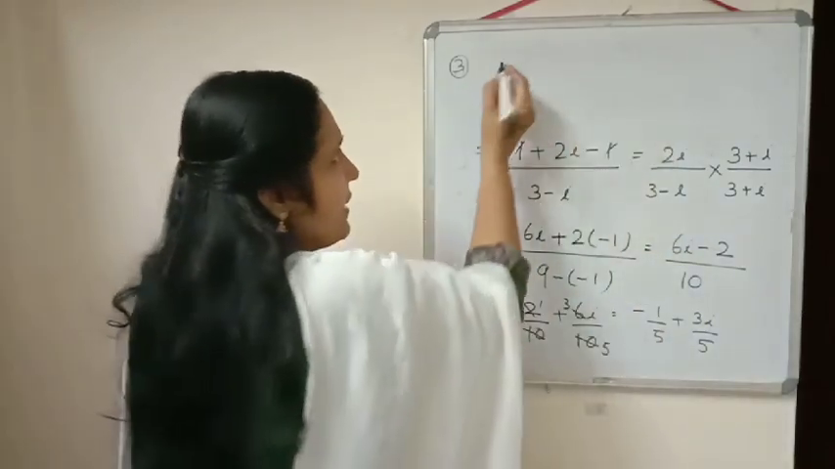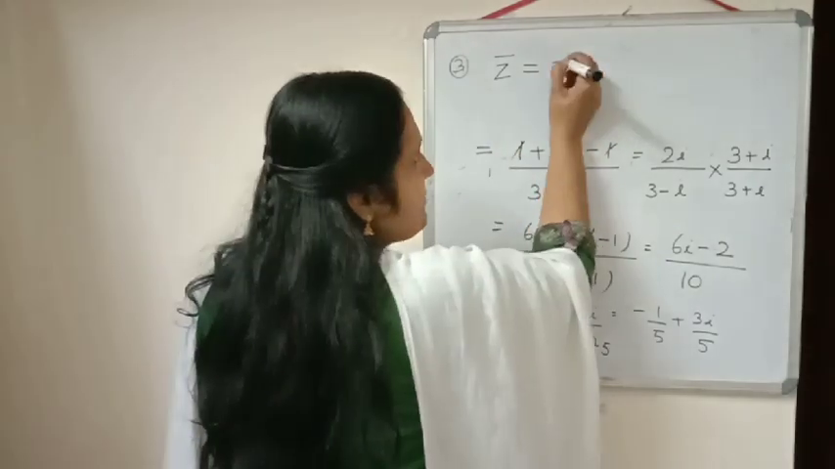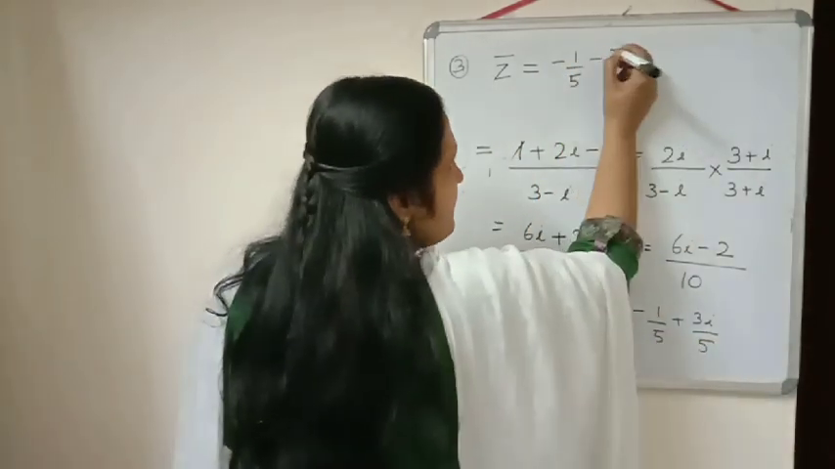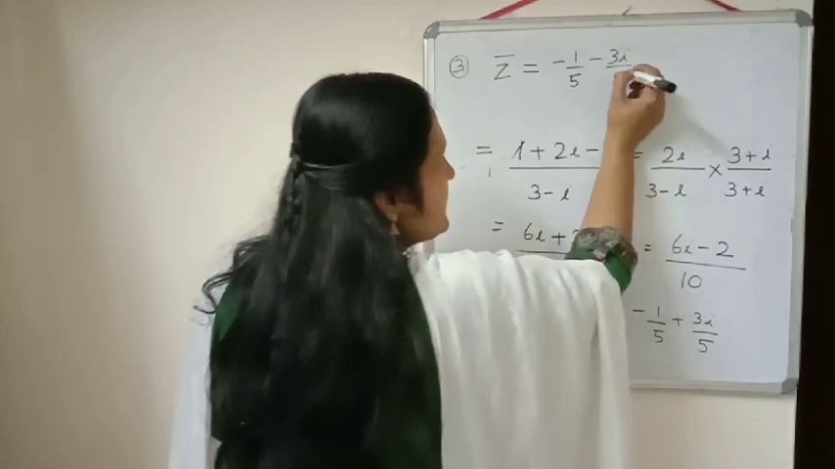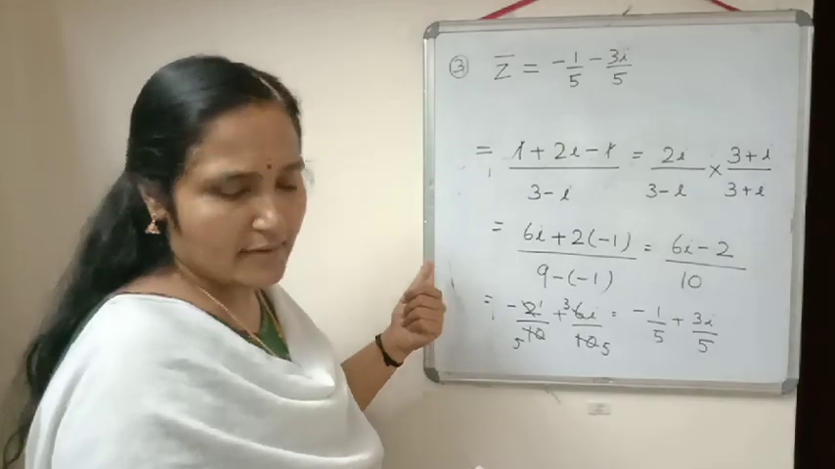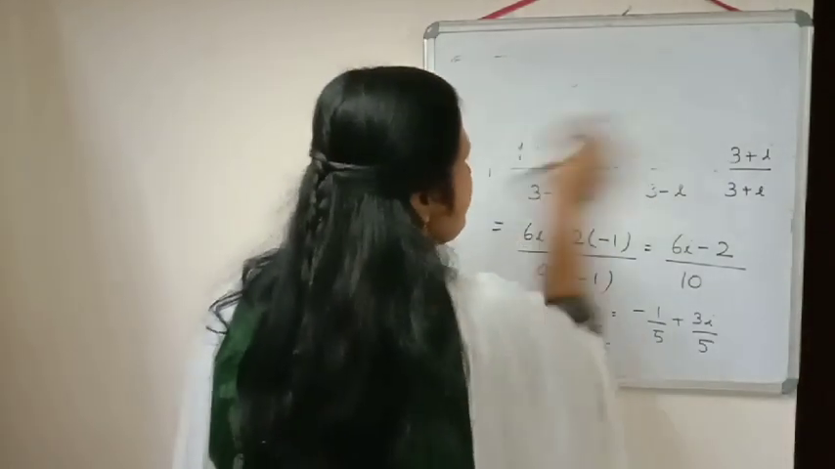Okay, so now write down z bar is equal to. So z bar will come minus 1 by 5, replace i by minus i, so that will be equal to minus 3i by 5. So this question is clear. Okay, now we will do the next question. Write down question number 4.